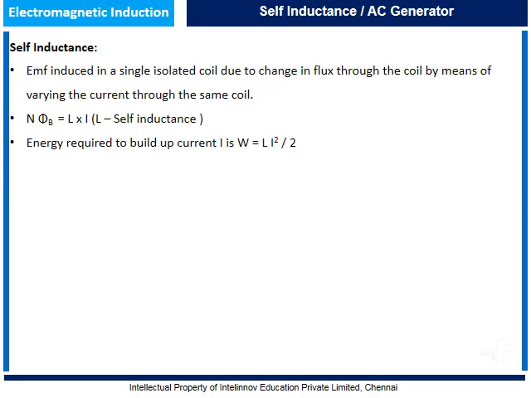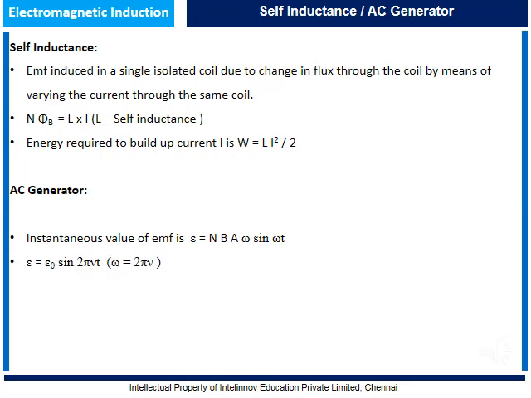Now let us understand important formulas in AC generator. Here the instantaneous value of EMF is given by N B A ω sin ωt, where N stands for number of turns, B stands for magnetic field and A is the area vector. Also, EMF can be given by ε0 sin 2πνt, where ω equal to 2πν.